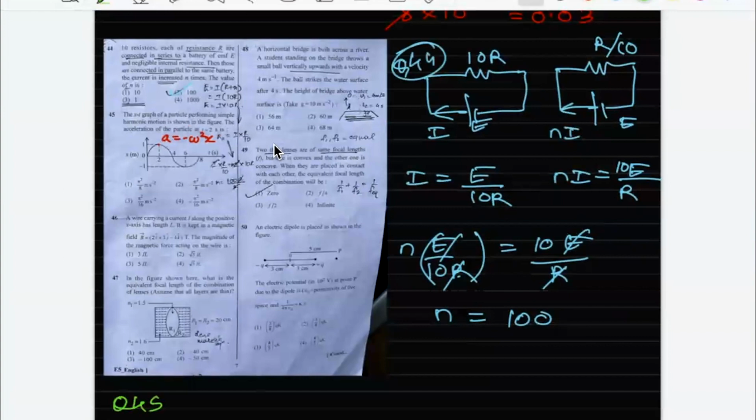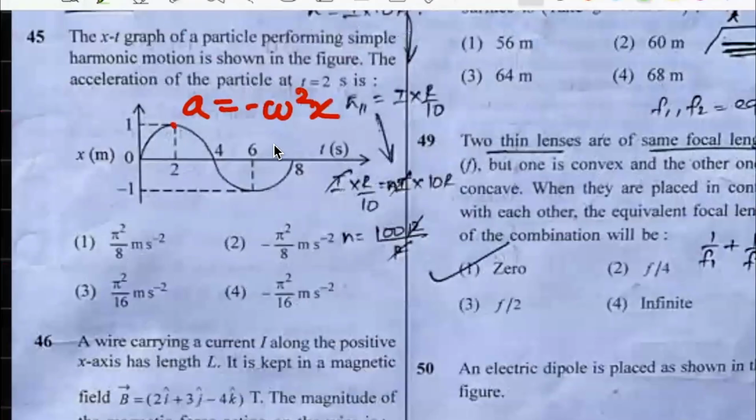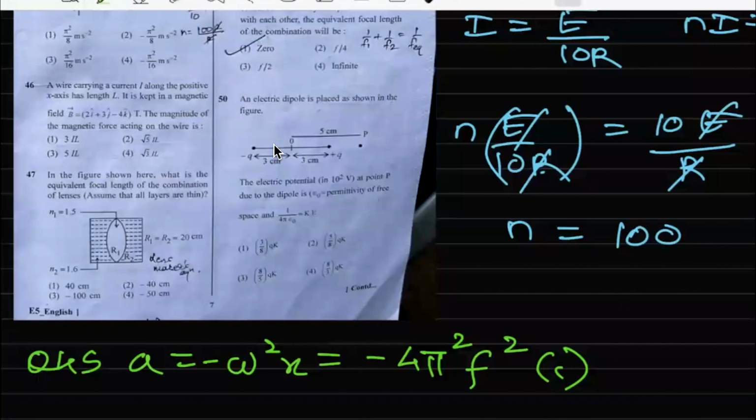Okay, acceleration is 4 pi square f square. And what is the x value? The x value is 1, because at t equal to 2, if you see in the diagram, at 2 seconds, it's very clear, the value of x is plus 1. So all I have to do is figure out omega. So it's minus 4 pi square f square.